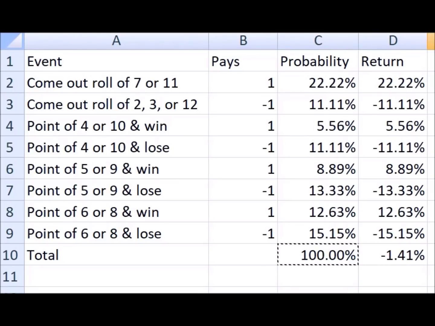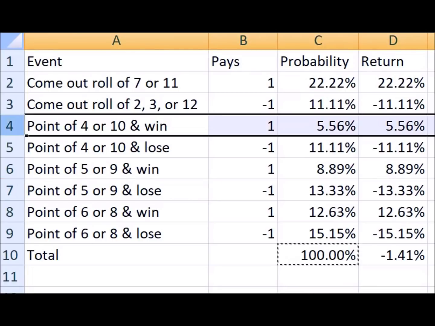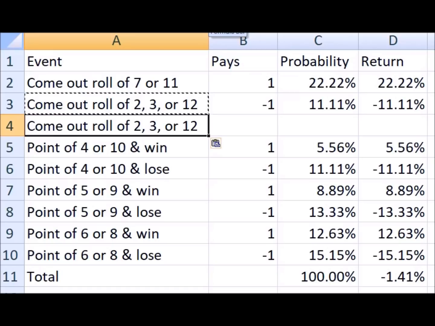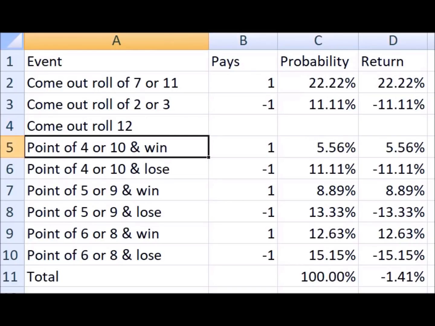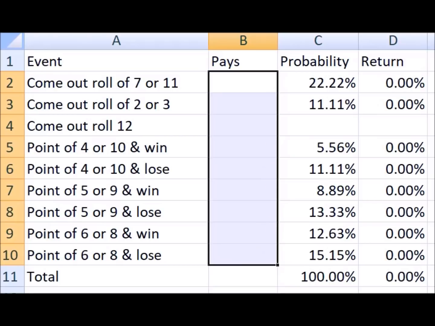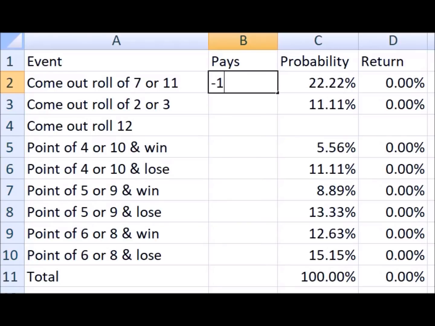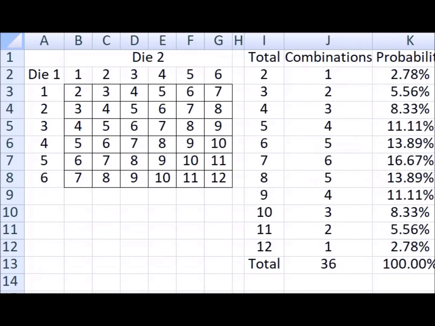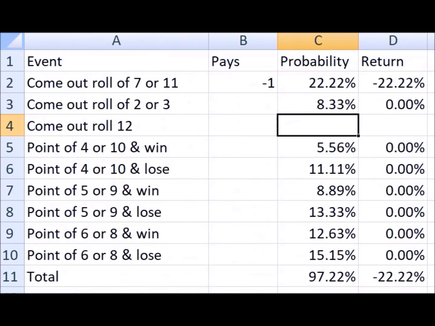As long as I've come this far, I may as well address the don't pass bet, which is almost the opposite of the pass line bet. So let's modify all the hard work we already did for our pass line bet table. If on the don't pass bet the come out roll is a 7 or 11, then it loses. If the come out roll is a 2 or a 3, then the don't pass bet wins. So the probability of a 2 is 2.78% and a 3 is 5.56%. So the probability of winning the don't pass on the come out roll is 8.33%.